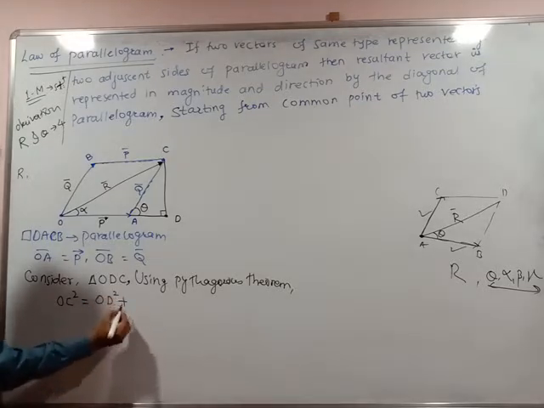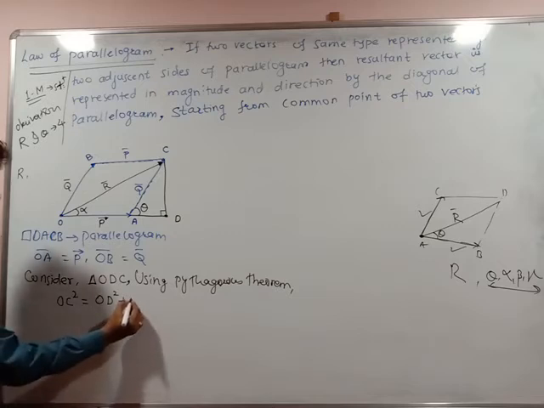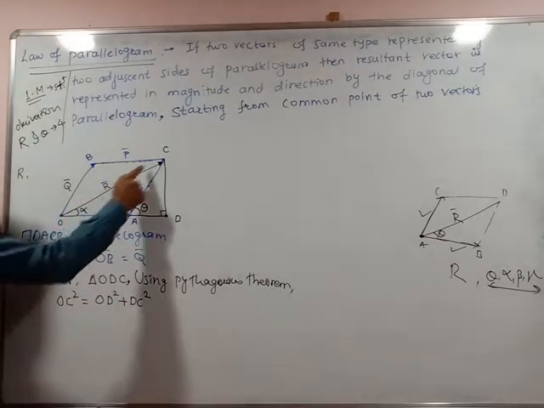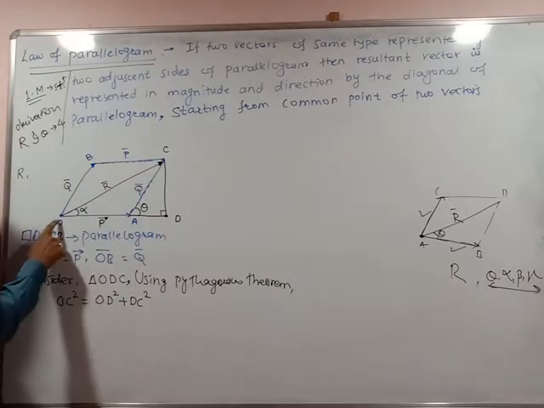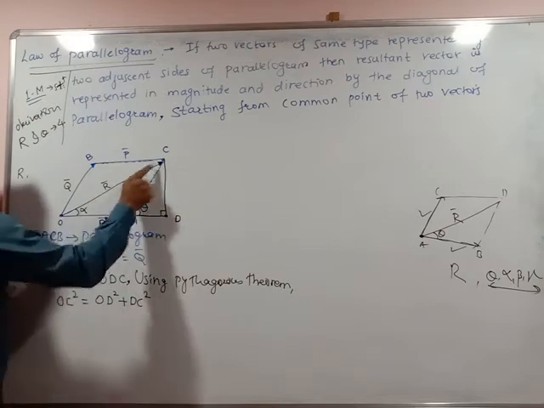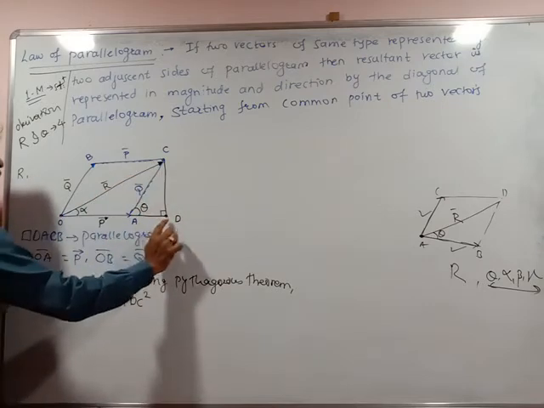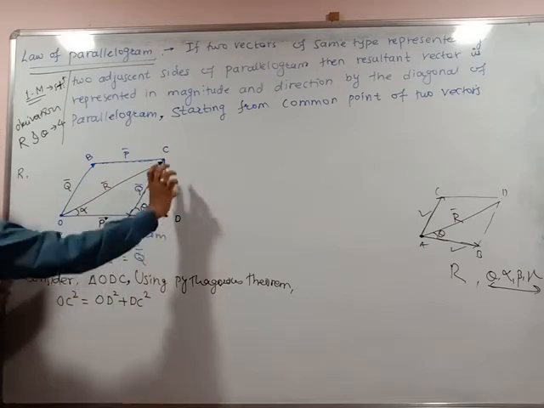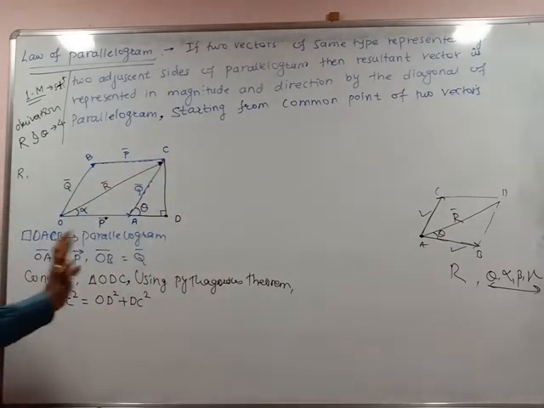OD square plus DC square, or you can take CD, no problem. OC square, Pythagoras theorem for this triangle. See the triangle ODC. OC square is equal to OD square plus DC square using Pythagoras theorem.